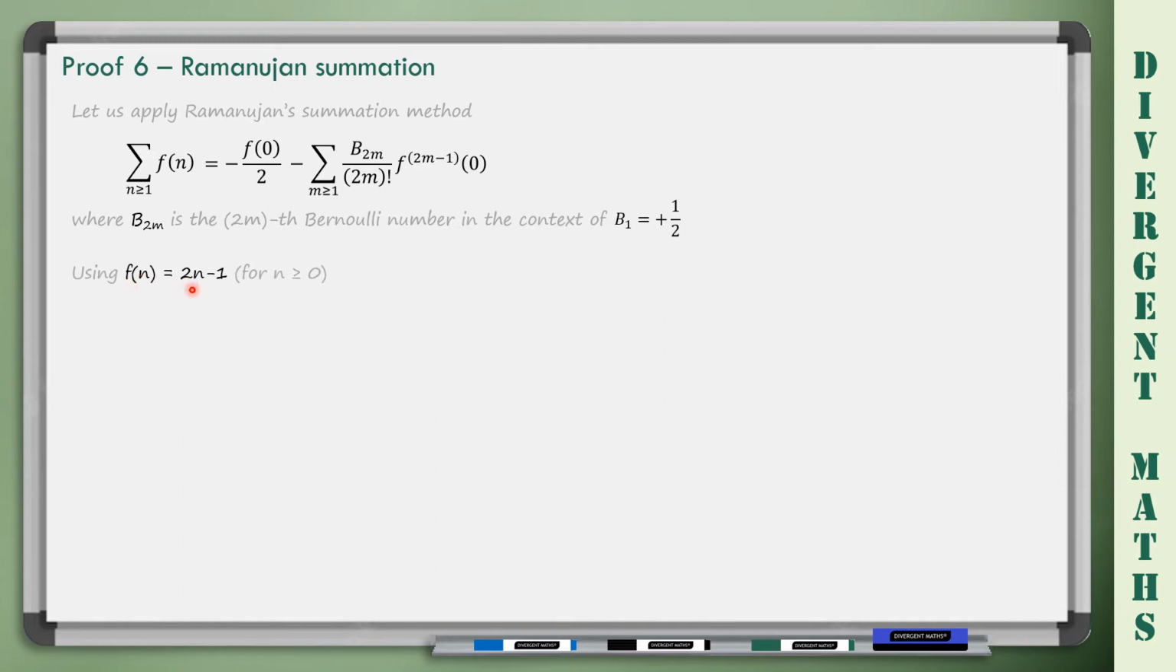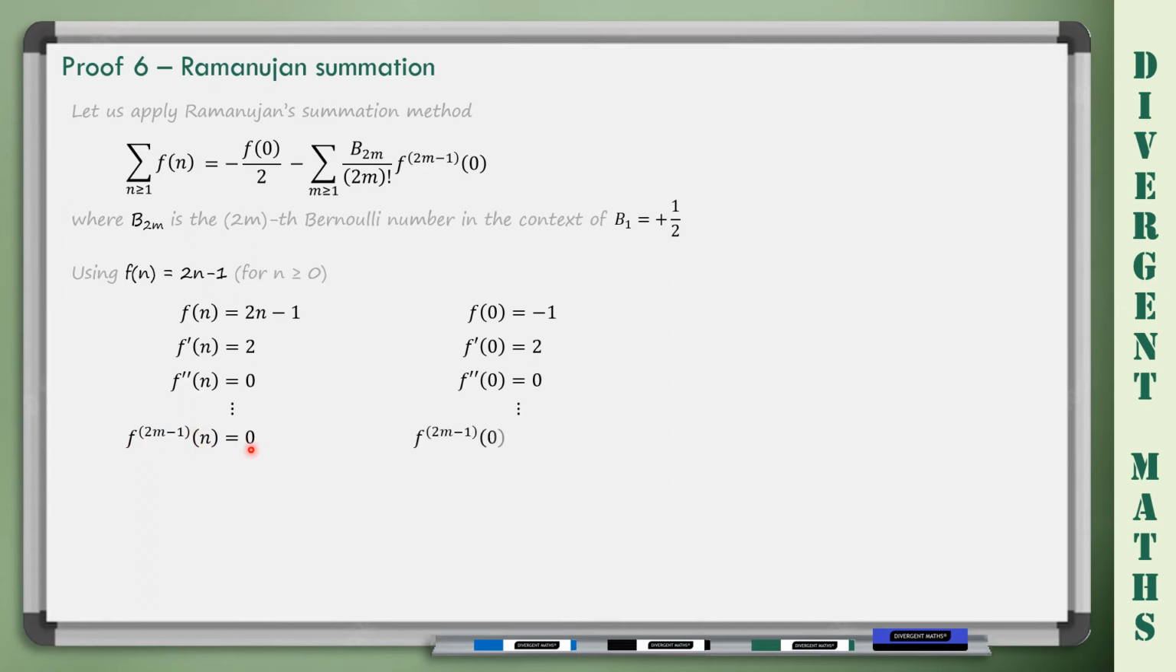So using f of n equal 2n minus 1 for any n greater or equal than 0. So f of n equal 2n minus 1, evaluated at 0, obviously it's -1. The first derivative of f at n: minus 1 is a constant, it's gone, we're left with 2n, derivative is 2. Evaluated at 0 remains 2, it's a constant. The second derivative of n, derivative of a constant, becomes 0, and then of course evaluated at 0 remains 0, and that stays the same afterwards. The 2m minus 1 derivative of f evaluated at n is constant 0, therefore evaluated at 0 is 0. And that is true for any integer value m greater or equal to 2.